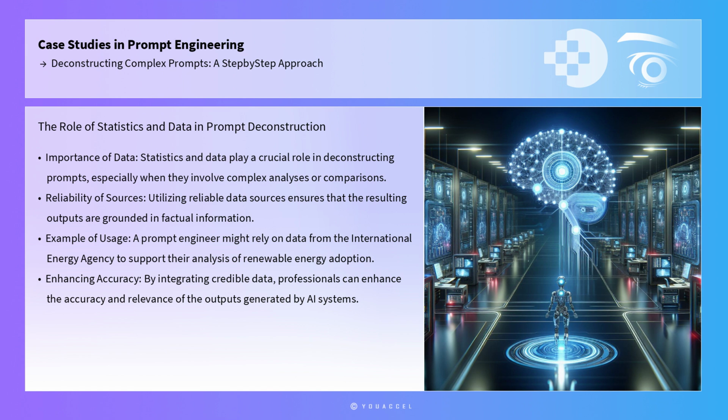Statistics and data play a crucial role in deconstructing prompts, especially when they involve complex analyses or comparisons. Utilizing reliable data sources ensures that the resulting outputs are grounded in factual information. For instance, when tasked with analyzing the economic effects of renewable energy adoption, a prompt engineer might rely on data from the International Energy Agency or the Renewable Energy Policy Network for the 21st century to support their analysis. By integrating credible data into the deconstruction process, professionals can enhance the accuracy and relevance of the outputs generated by AI systems.